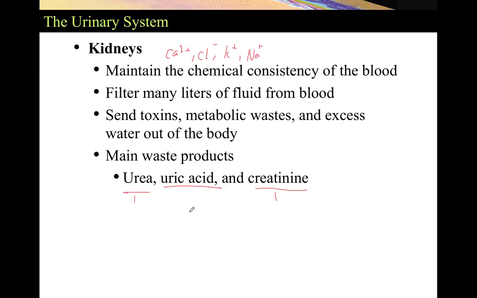Urea and creatinine are associated with muscle, or more specifically protein breakdown. And uric acid is a waste product resulting from the metabolism of nucleic acids. So these are the main three waste products that continue to be processed throughout your body and are removed and excreted using your urinary system.